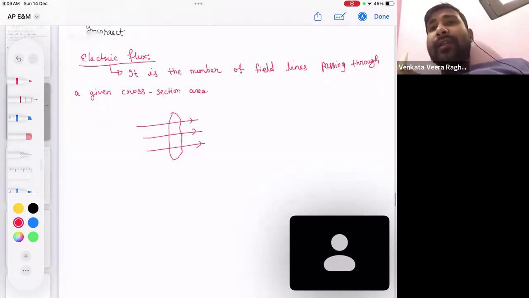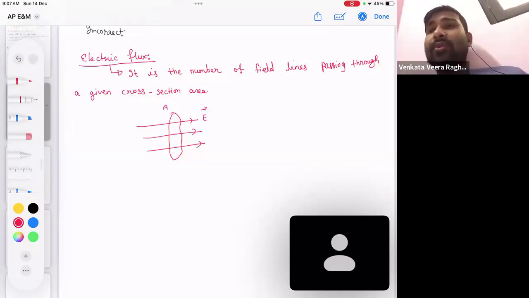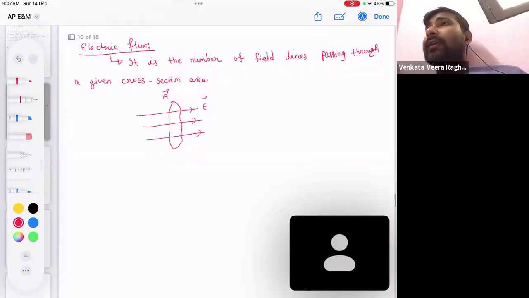So if I want to calculate mathematically the electric flux, how to represent it? Can I say that electric flux will depend on the electric field in a region? It will also depend on the area through which we are calculating the flux, isn't it? The more the electric field strength, the more the flux. The more the area, the more the flux. And one more thing is the angle between the electric field and area vector also, isn't it? Because orientation also matters when we are calculating the flux.